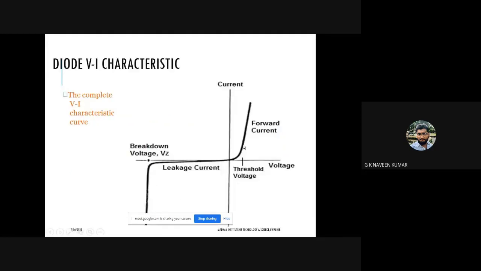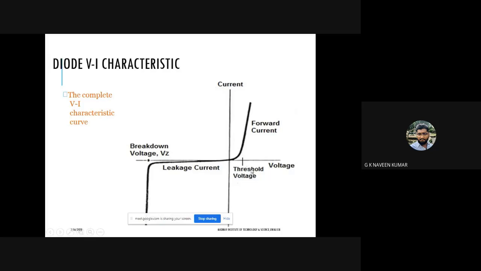If I combine both forward as well as reverse bias characteristics, I will get a graph like this. This current is called leakage current. Leakage current is the current that is not needed, the leakage that happens from the diode material. This leakage current will be in reverse bias condition. This forward current will be in forward bias condition.